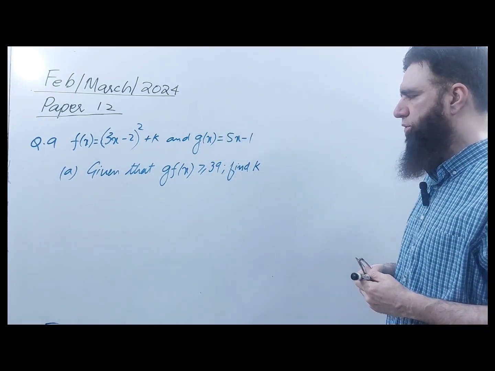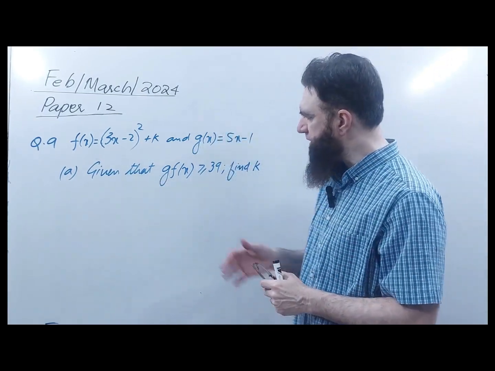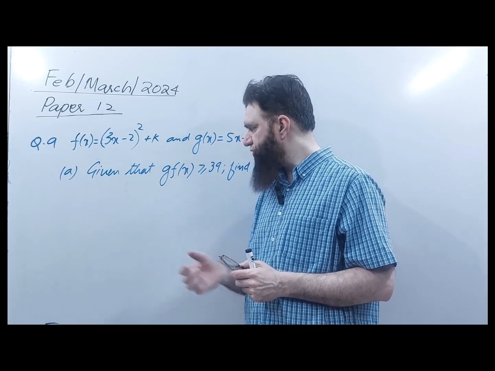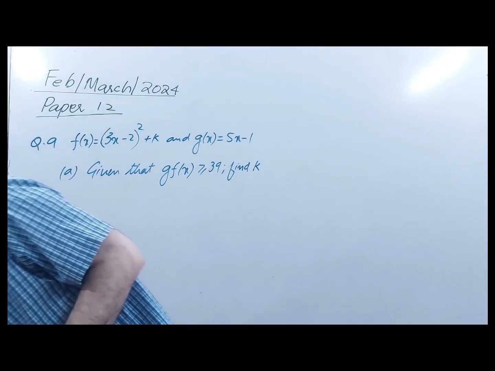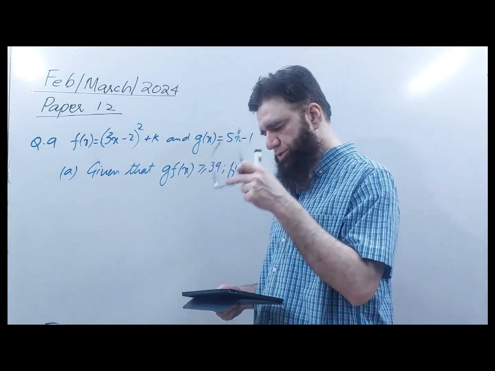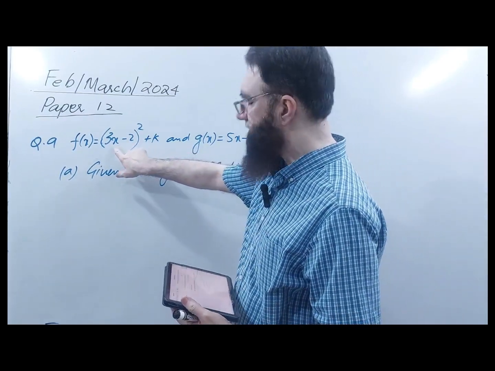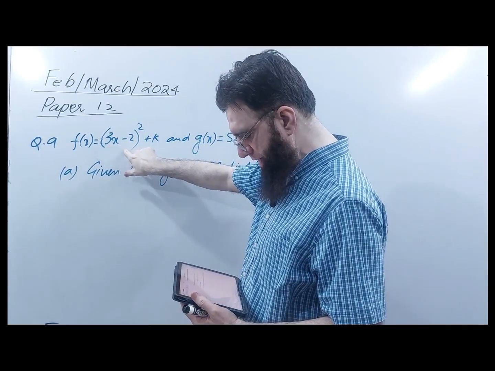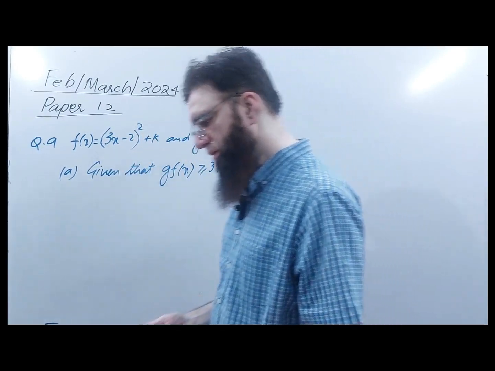So we straight away go to the question. We first find gf(x). gf(x) means you insert f(x) into the g function. Make sure that you do not make mistakes by doing fg(x). By putting g into f, you have to put f into g. We first check the functions again. f(x) is 3x minus 2 whole square plus k, and g(x) is equal to 5x minus 1. We move to the question.